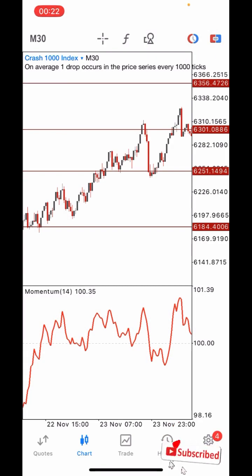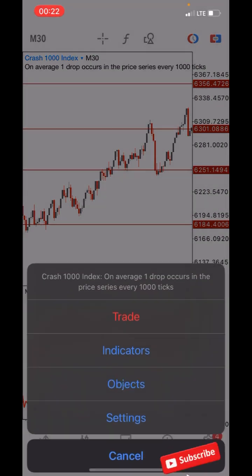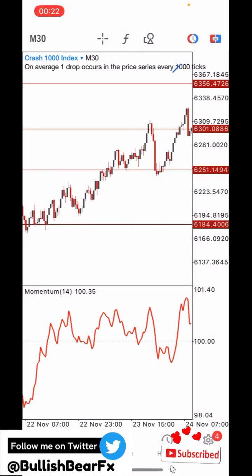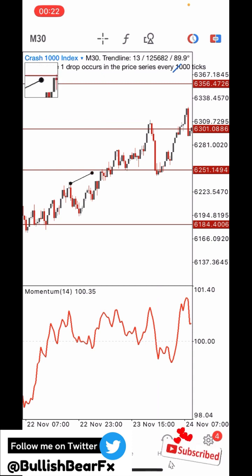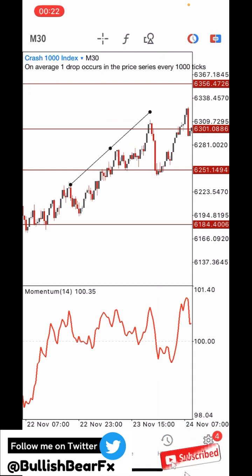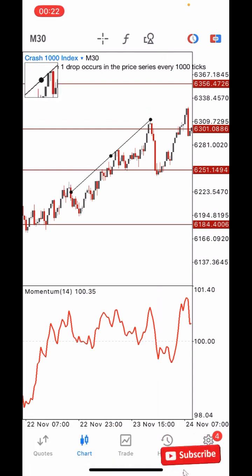Let's take a few examples. Take a look at what happened here, traders. From here to here, what did we notice? Price was in an uptrend, right?